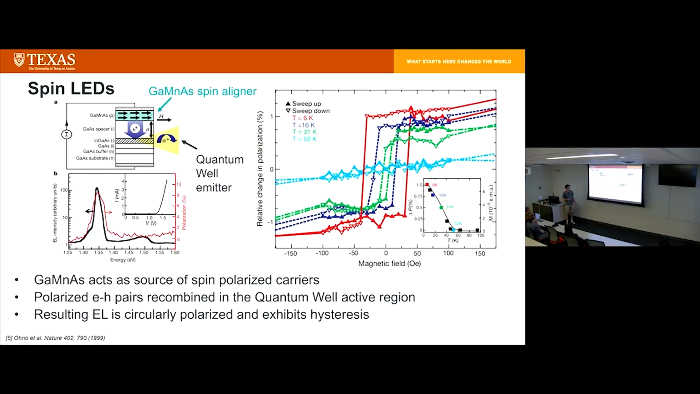And what you can see here on the right, if you take a look at the hysteresis for this device, you can switch the magnetization of the DMS layer just by applying an external magnetic field, and what you'll find is that the polarization switches depending on what applied field you're adding. And so what this means is that you can design an LED that has the ability to flip between emitting right and left polarized photons, which is very cool.